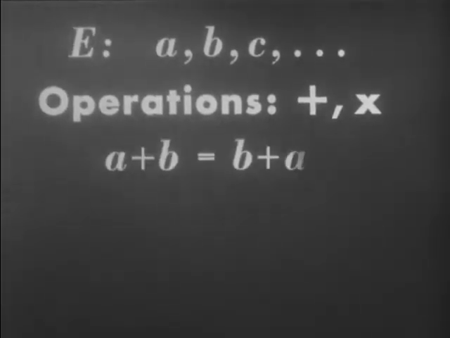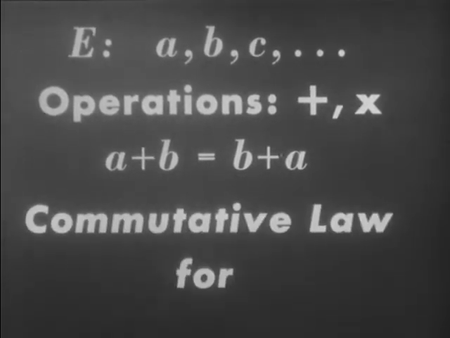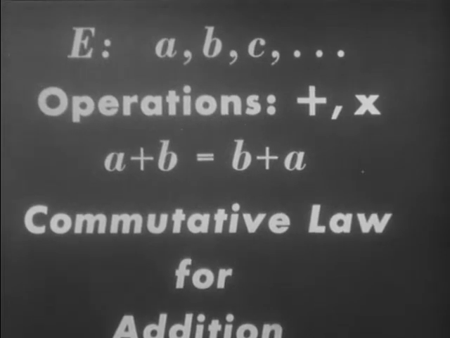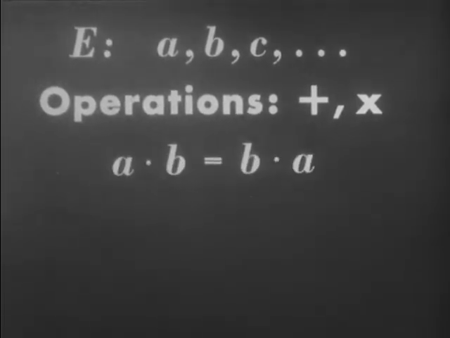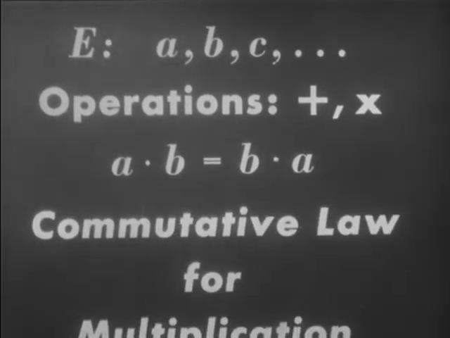The next 5 requirements are 5 familiar laws of algebra. In fact, they are so familiar that they sometimes pass unnoticed. But here, it is important to focus attention upon them. We require that A plus B shall be the same as B plus A. This is called the commutative law for addition. We also require that A times B be the same as B times A. This is called the commutative law for multiplication.